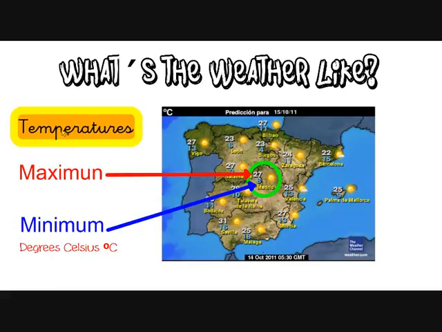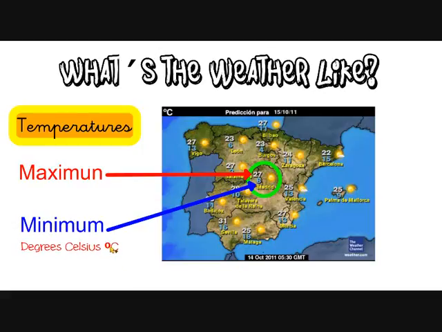Very good. So we're talking about temperatures, and in Europe we use Celsius, and in America they use Fahrenheit, degrees Fahrenheit, instead of Celsius. They're different, but we're going to focus on Celsius. Very good.